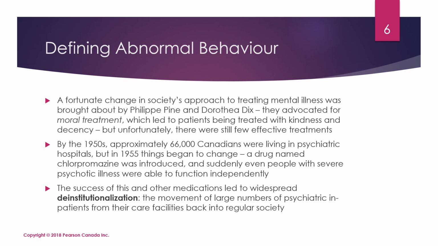So by the 1950s, approximately 66,000 Canadians were living in psychiatric hospitals, but in 1955 things began to change. A drug named chlorpromazine was introduced, and suddenly even people with severe psychotic illness were able to function independently. So it was able to help people with schizophrenia and some of the more severe mental disorders actually function and kind of reintegrate into society.